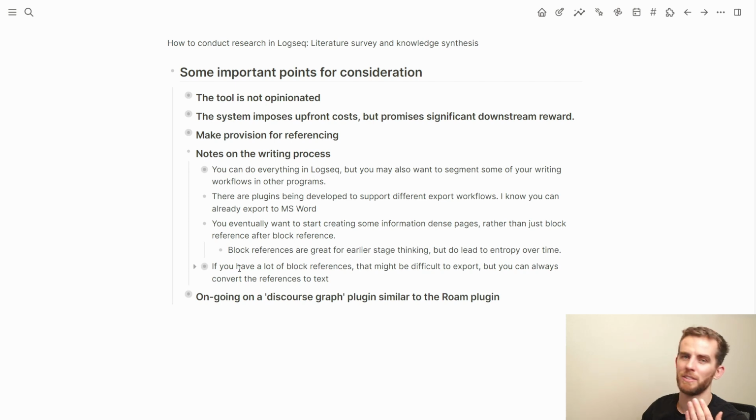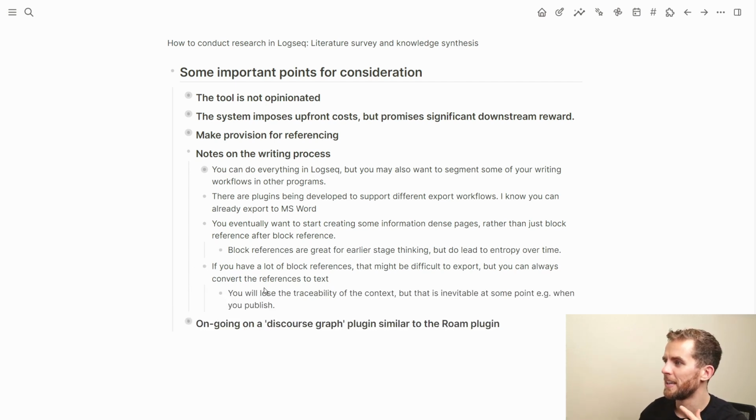The idea about block references is that they become very difficult to export, but you can always convert them to text. Now, the challenge is at some point you are always going to lose that context of being able to drill down into your block. Now, at what point do you want to lose that? When you publish it as a PDF, people aren't going to be able to see your references, your evidence, your claims, etc. At least not yet. Maybe in some idealized version of the future, and maybe I think that's what Logseq is working towards. Who knows? But that's just one of the trade-offs that you have to think about.